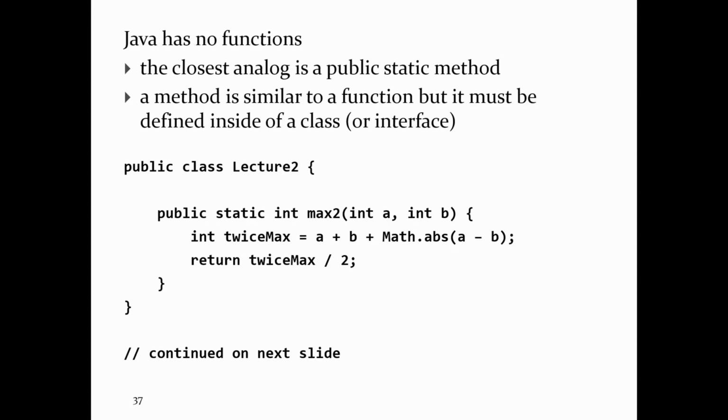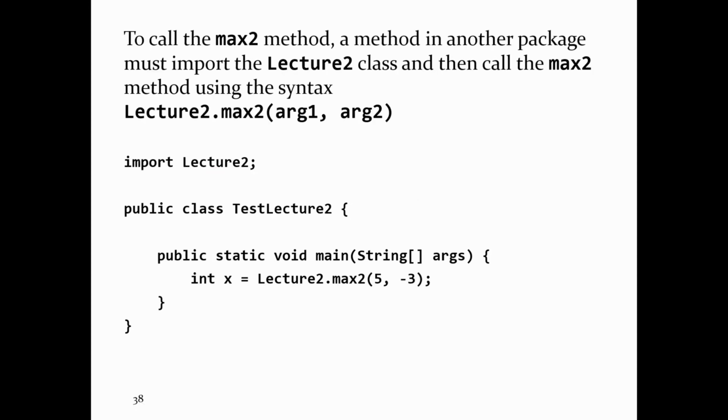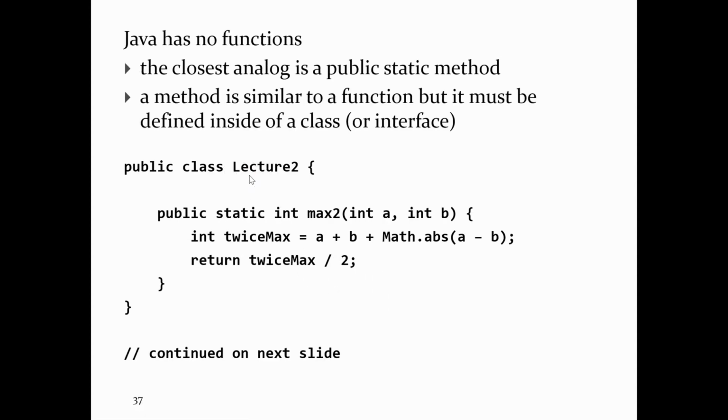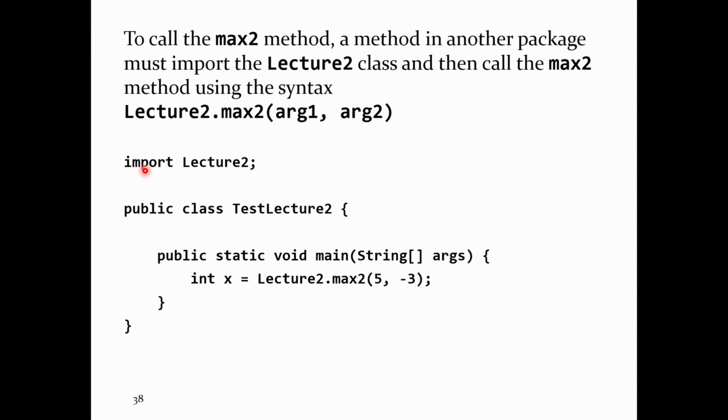Now, once I have this method, suppose I want to call it from somewhere else, from another class that's technically inside of another package, but I'll get to that in a second. I have to import the class that the method is defined in. So there's my import statement. Create another class. Inside that class, I can have a main method, and in that main method, I can call the max2 method. When I call max2, I need to use the name of the class that it's defined in. Notice that there's a lot more stuff you have to write in Java compared to Python.